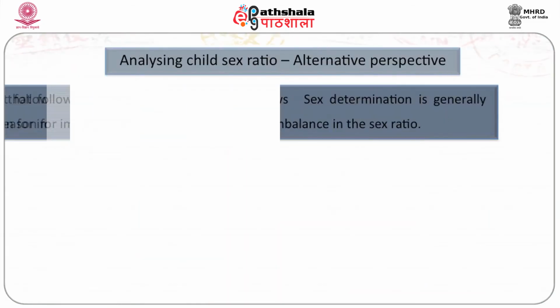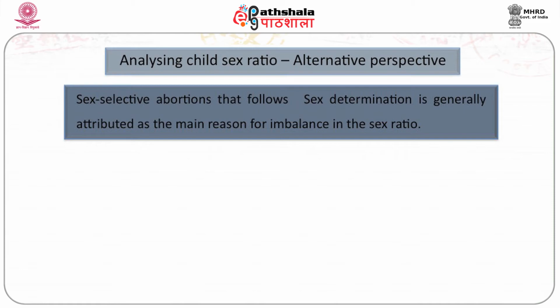Analyzing child sex ratio, an alternative perspective. Sex-selective abortions that follow sex determination are generally attributed as the main reason for imbalance in the sex ratios.